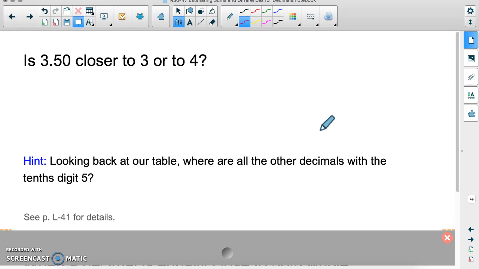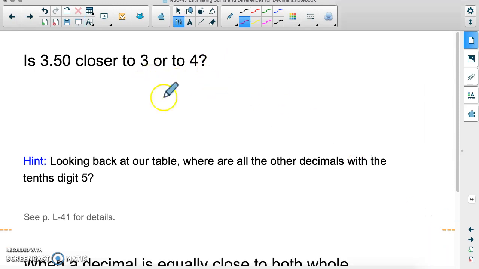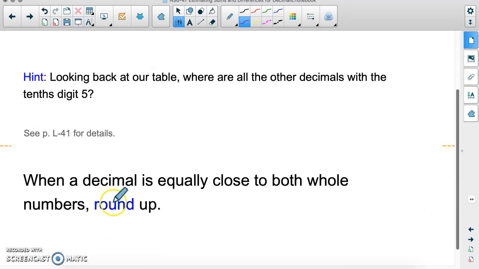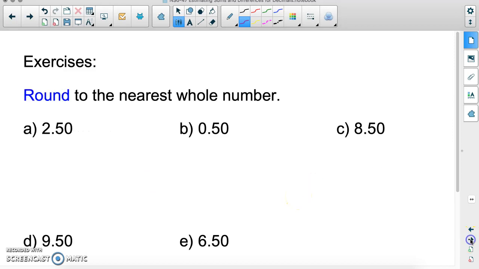But we always know that a 5 always tells us to round up. Even though it's in the middle, we always round up. So looking back at our table, where are the other decimals with the tenths digit 5? They're all closer to 4. So with the 5 in the tenths place, we always round up. So again, when a decimal is equally close to both whole numbers, you round up.